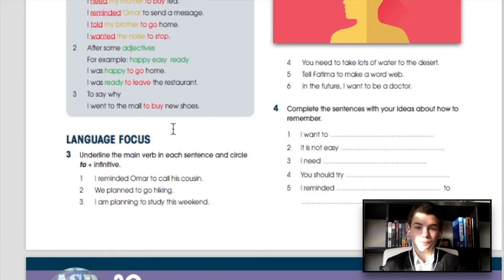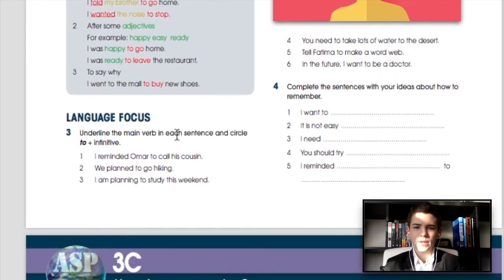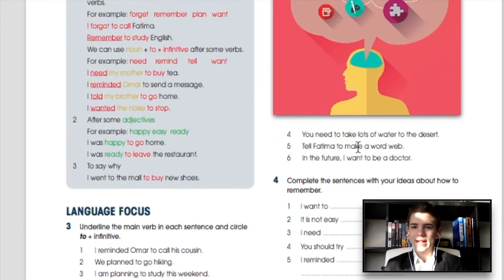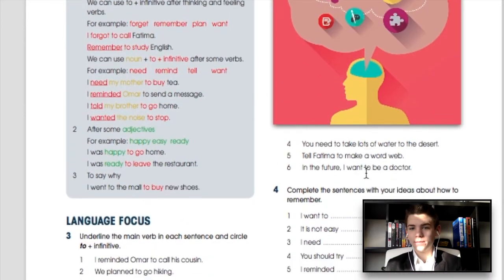See how much you know. Language focus: underline the main verb in each sentence and circle to plus infinitive. So find the verb and underline it and circle your to plus infinitives. If you do a good job at that, my dad will be very happy. It will be a very good thing. Moving on to our next step. This is number 4. You can see you need to take lots of water to the desert.